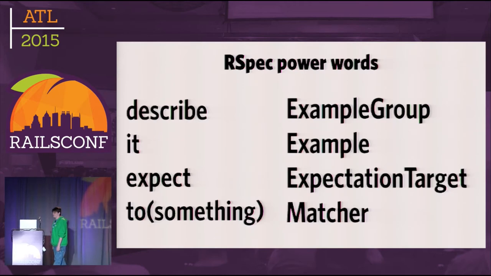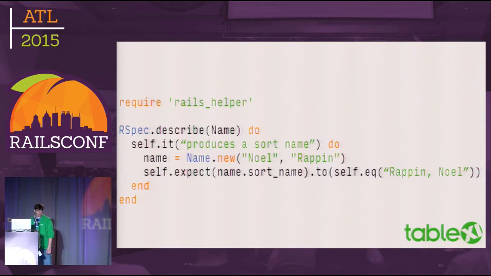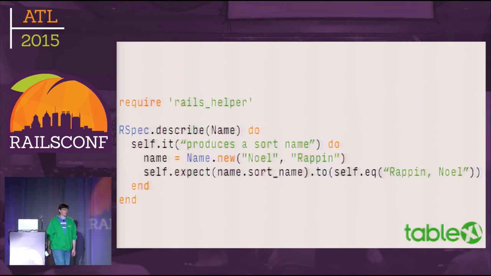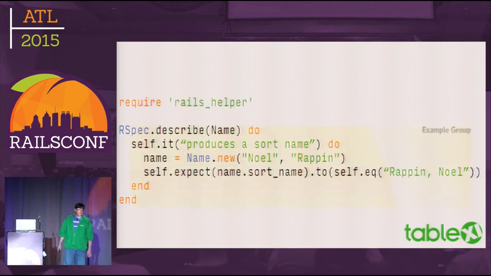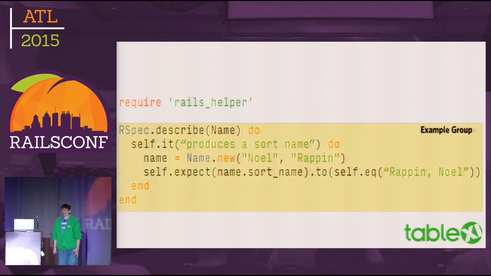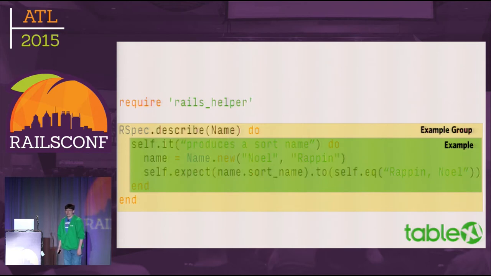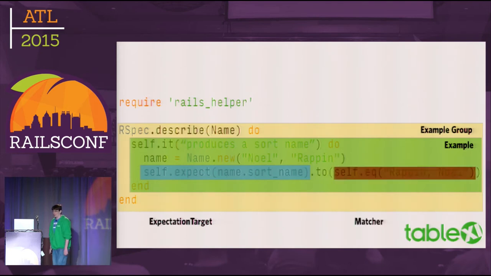Okay. So just to sketch that in terms of this spec, the describe defines the example group, and the example group encompasses the entire describe, the block that is the argument to describe. They all are under the auspices of that example group. It, the example object, is invoked by it, and it covers the block that is passed to it. Each individual call to it gets its own example. The expect and its argument are the expectation target, and then the matcher is that self.eq.